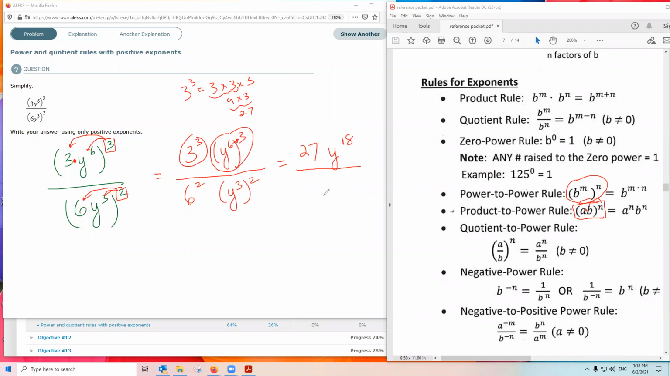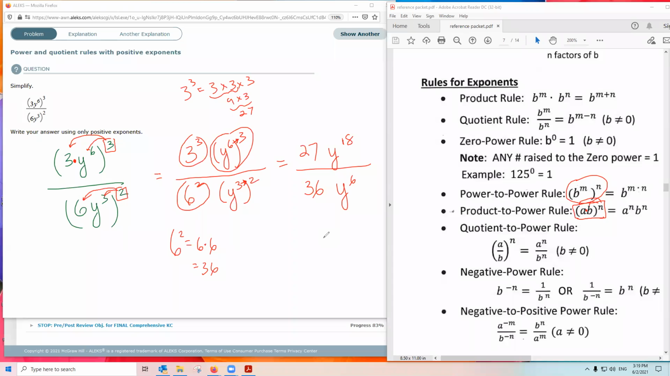All right, let me go to the bottom. 6 to the exponent 2. That's 6 times itself 2 times. That's 36. So that's going to be a 36 here. And now I have y to the 3 raised to the exponent 2, but that's where you multiply the exponents. So that's y to the 6. All right, I'm almost done.